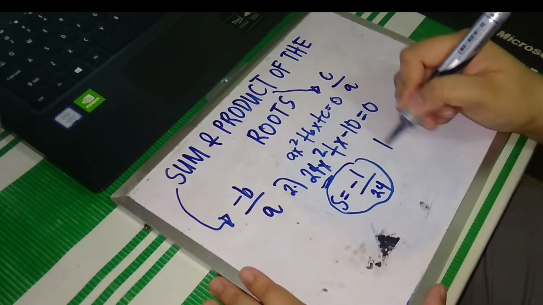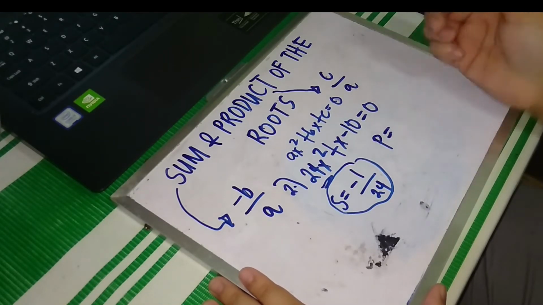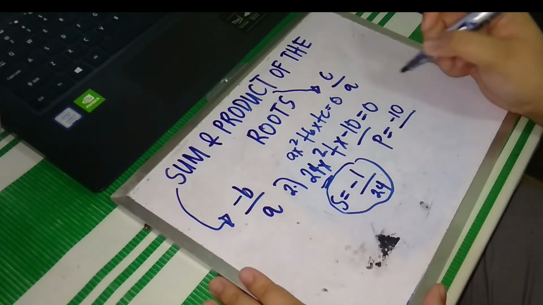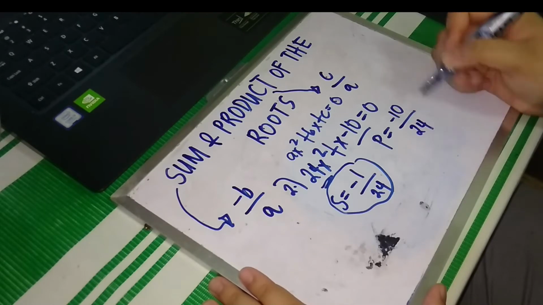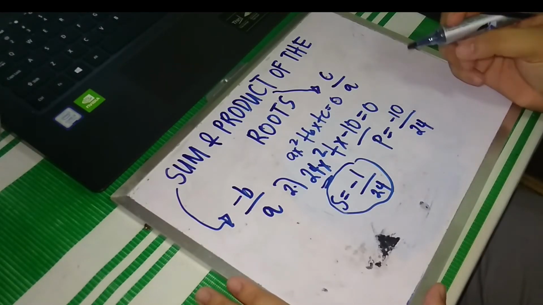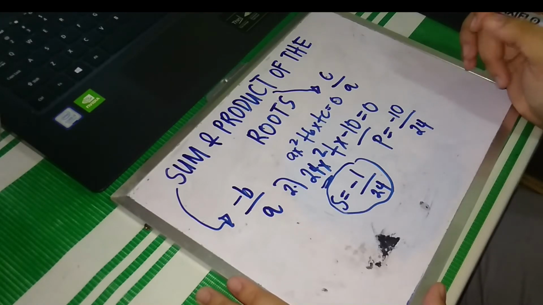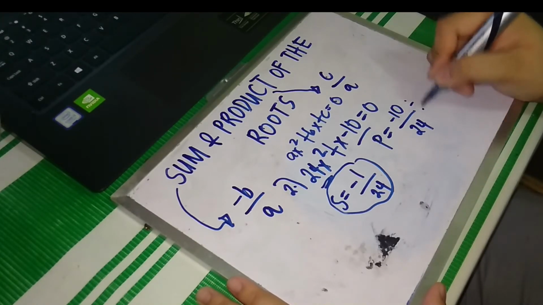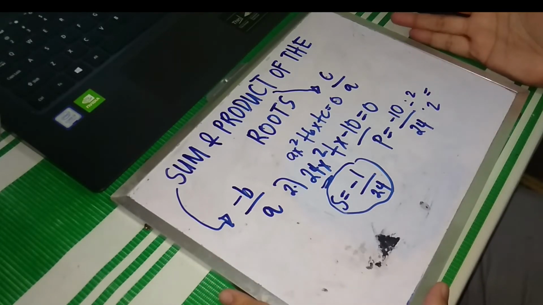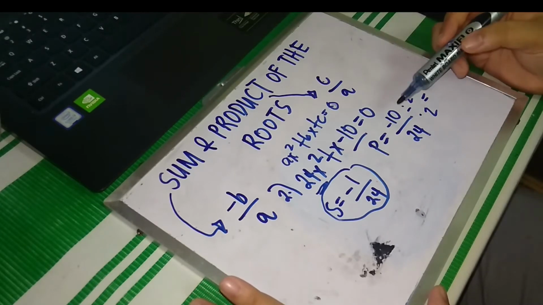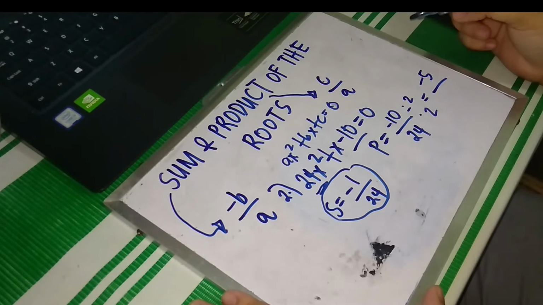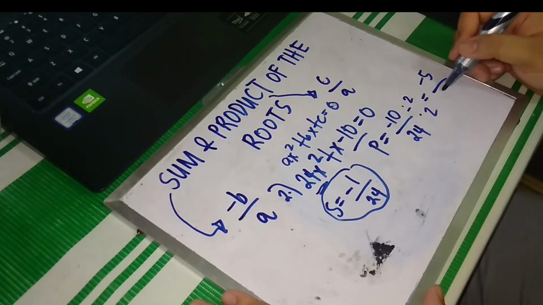And then, ang product natin, c over a. So, our c is negative 10 over 24. So, as you can see, pwede natin itong isimplify. And then, both of them are divisible by 2. So, divide lang natin para makita nyo kung paano natin nakuha yung simplest form. So, negative 10 divided by 2 is negative 5. And 24 divided by 2 is 12.